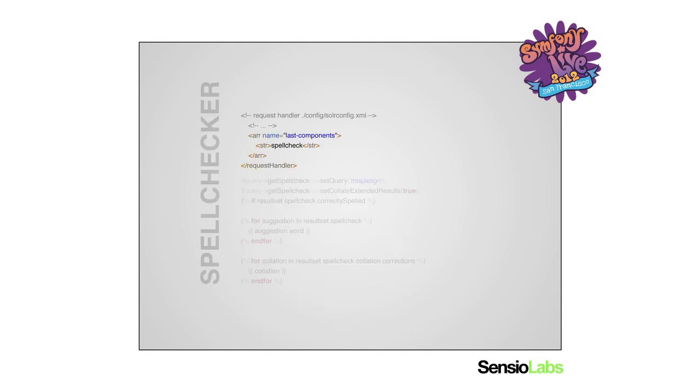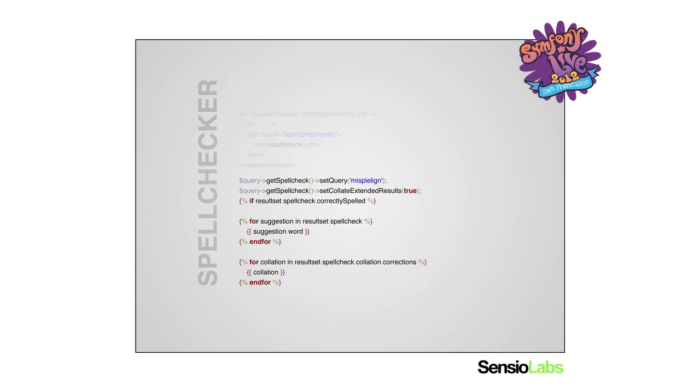Let's use a spell checker. The spell checker component is not enabled by default inside the configuration of your Solr index, so you have to enable it. So look for this spellcheck thing inside the Solr configuration and remove the comment. Not so complicated. Then inside your controller, again, get the spell checker component, set the query with the misspelling. You want to collect the results, so gather them to have good results.